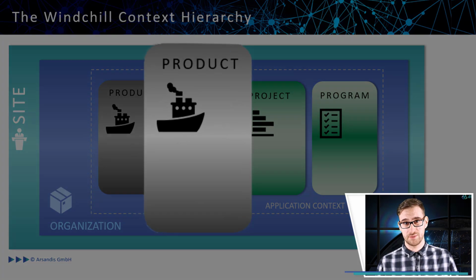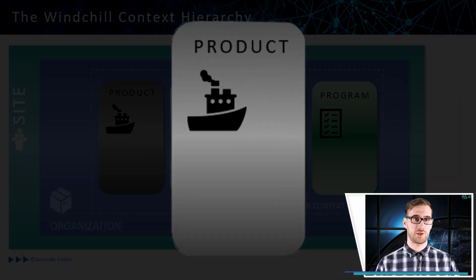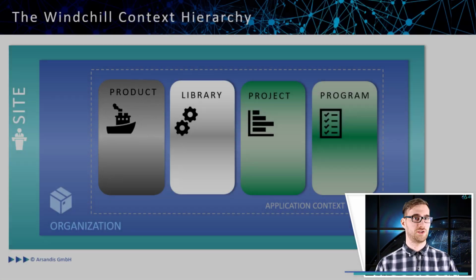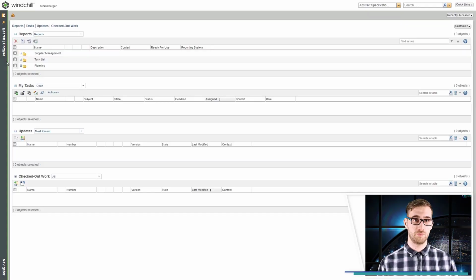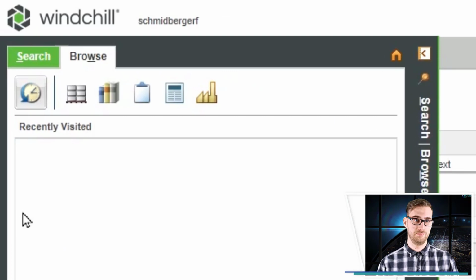So, what is a product? You probably understand a product is a physical item your company manufactures and sells. Well, Windchill expands this concept of a product to include the environment where all users collaborate to develop that very product. So, what kind of context do I have here?